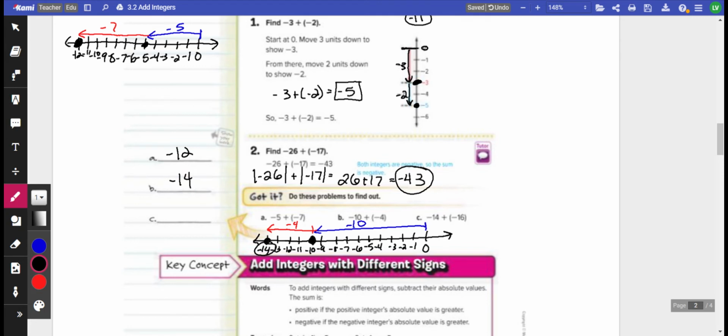All right, letter C. Well, these numbers are a little bit larger, so I'm going to show using absolute value. I do know my answer is going to be negative because negative 14 and negative 16 are both negative numbers, so I'll be going to the left. So the absolute value of negative 14 plus the absolute value of negative 16 becomes 14 plus 16. Again, the absolute value of any number is going to be positive, no matter what. 14 plus 16 gives you 30. But I have to make sure that I add my negative sign back in. So it gives me negative 30 as my answer.